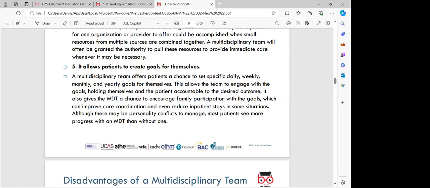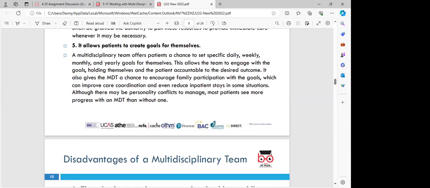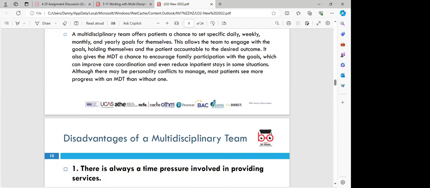And your point, you also. Yeah, that means it's not the patient creating goals. It's just aligning his anticipation with the goals of the MDT. It has both sides. So the MDT offers a patient a chance to set daily, weekly, monthly and yearly goals for themselves. You understand? Exactly. So it works both sides. If you read it carefully, you realize the goals go both ways. You are right on your side, but the patient also has the chance to create goals for themselves as well.